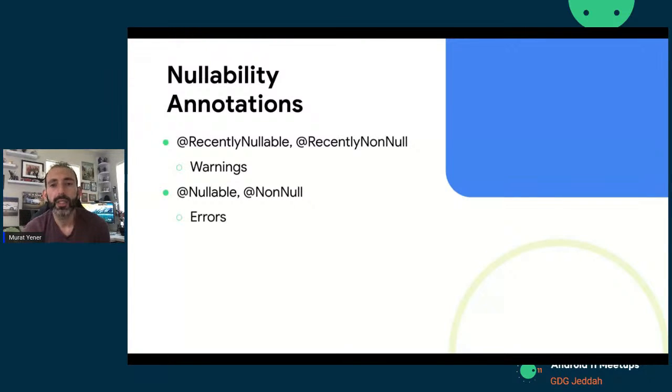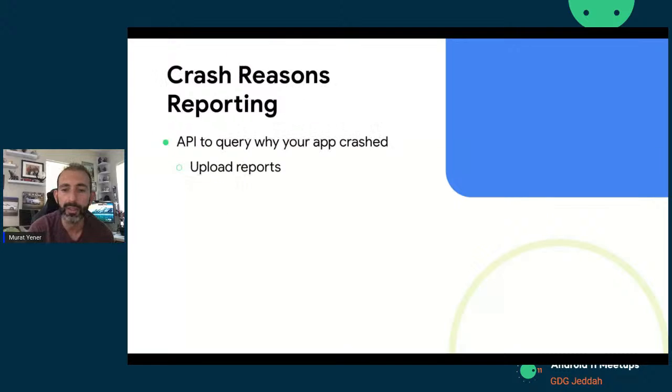Another change is the nullability annotations. If you're not sure your app will work without crashing, for the nullable and non-null annotations, we have recently nullable and recently non-null, which generate warnings instead of errors during compile time, so they can give you a better picture of what needs to be working and what needs to be changed.